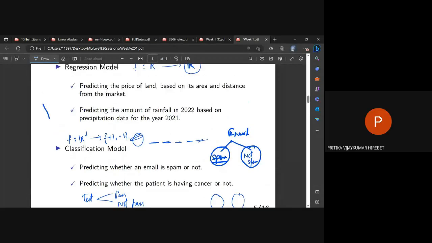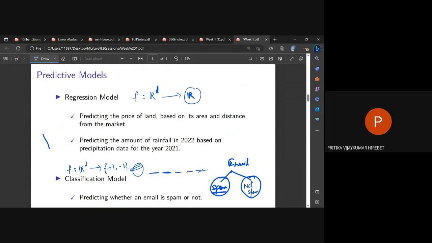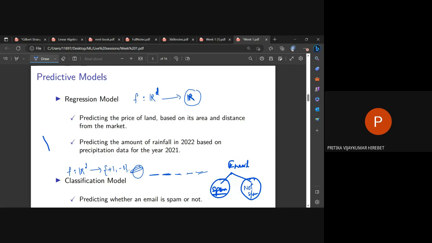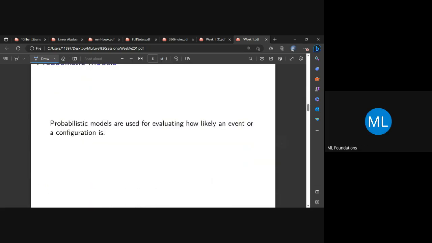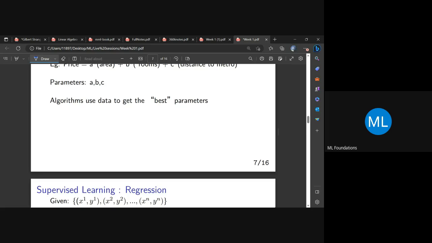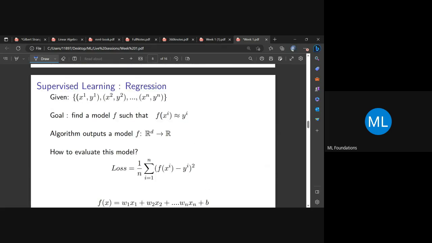Okay, ma'am, all these models are basically some kind of functions, right? Yes, it's a function. Can you explain that? You have written the function once. How would it look for regression? Yes. So okay.